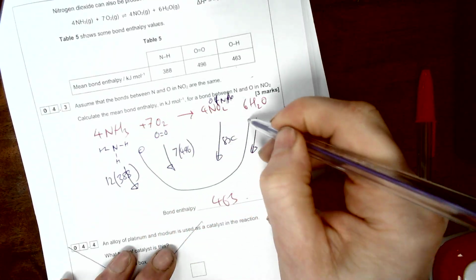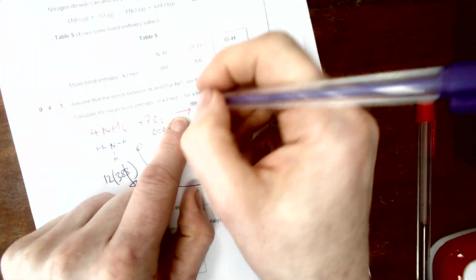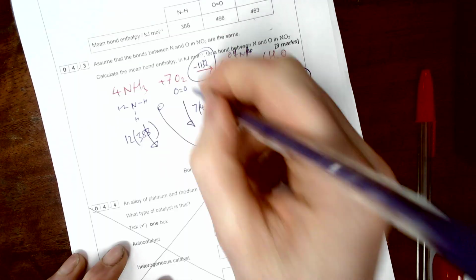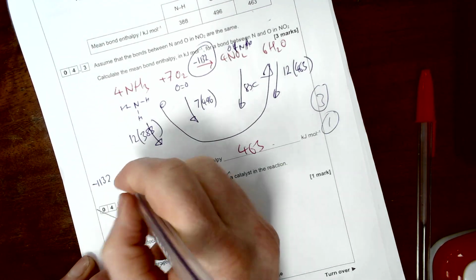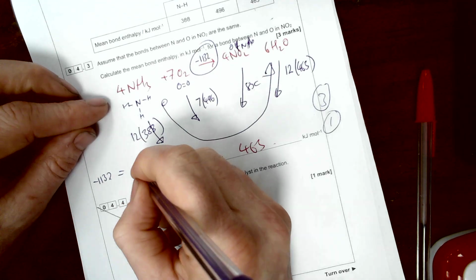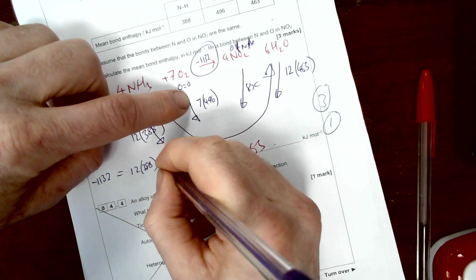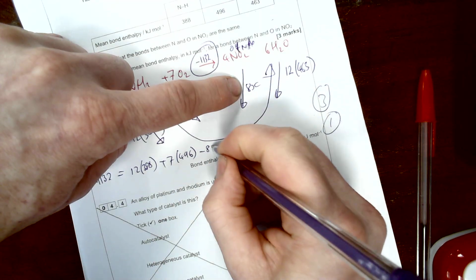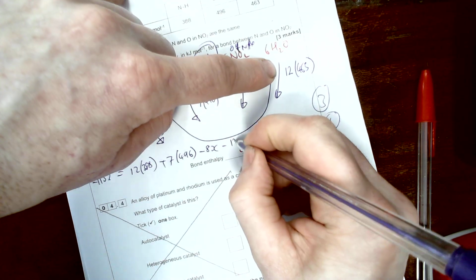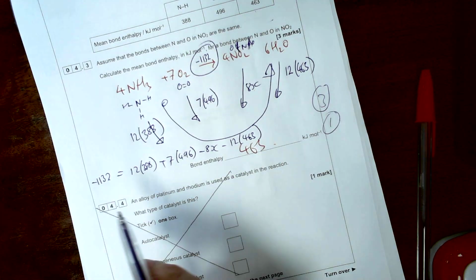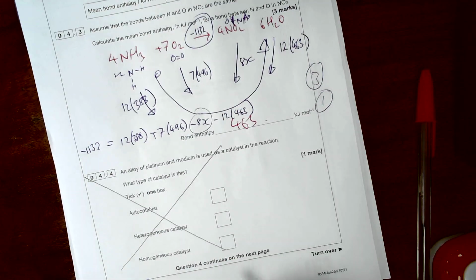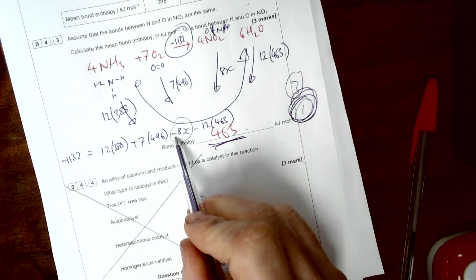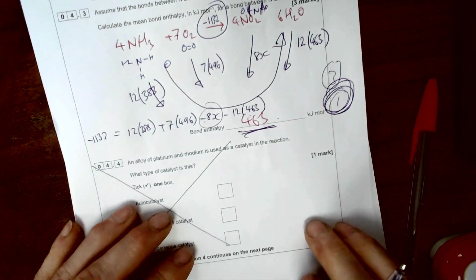So there are my sums. I'm going to go this way round and I'm going to write it out as an equation. This value is minus 1132. So me personally, I would go minus 1132 equals 12 times 388 plus 7 times 496, there's my bonds broken, minus 8x minus 12 times 463, rearrange for x, divide by 8. You get this answer. Loads of you got it right. You could get 1 mark for just dividing any number by 8 at the end. That was what the 1 mark was for.